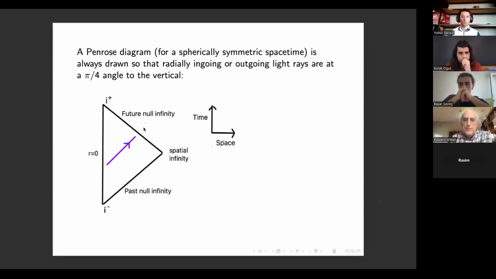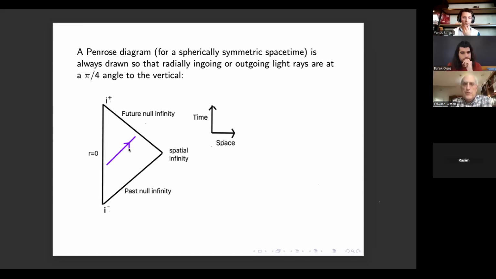So Penrose drew Penrose diagrams so that ingoing and outgoing radial light rays are at a pi/4 angle from the vertical. And therefore, any causal curve is at an angle from the vertical that's no more than pi/4. So if you want to escape, the fastest escape is at a pi/4 angle from the vertical, or you can go slower. But you can't travel in this picture at an angle bigger than pi/4 from the vertical.